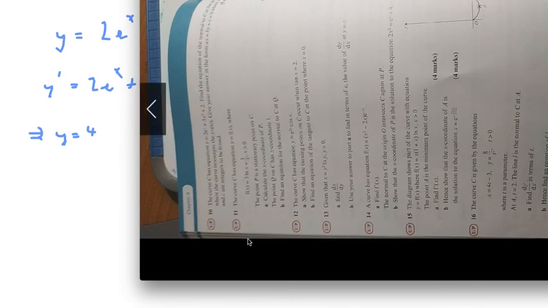Next up, we've got 12. Curve has equation y equals e to the 2x cos x. Show the turning points occur when tan x is 2.